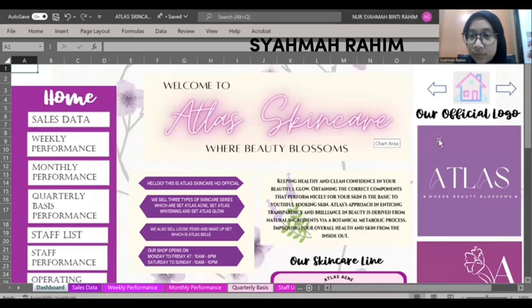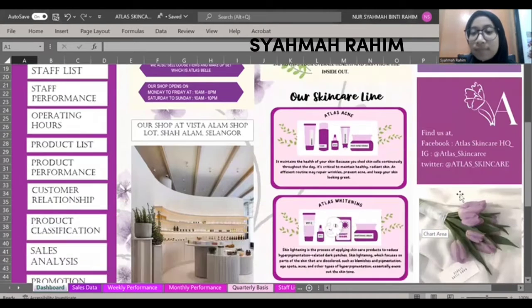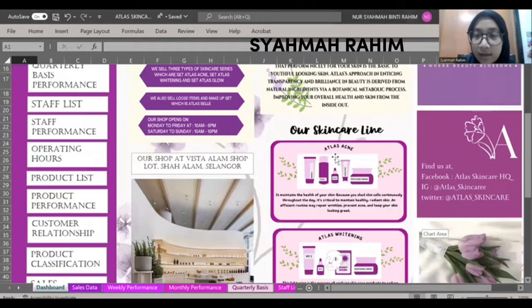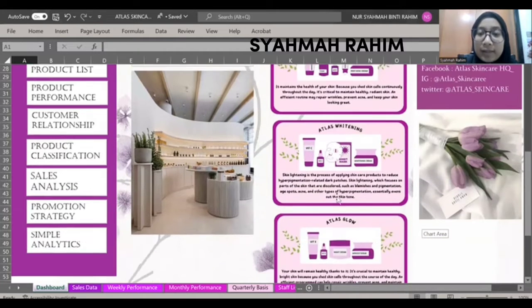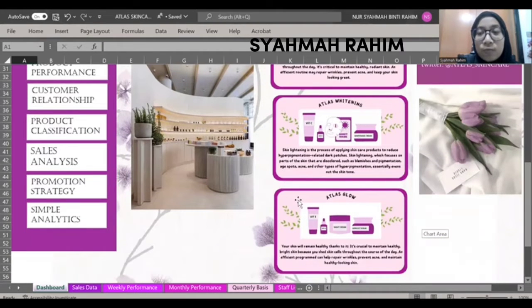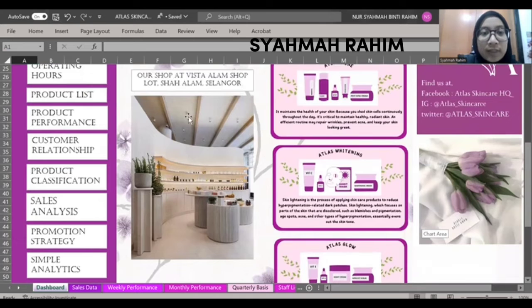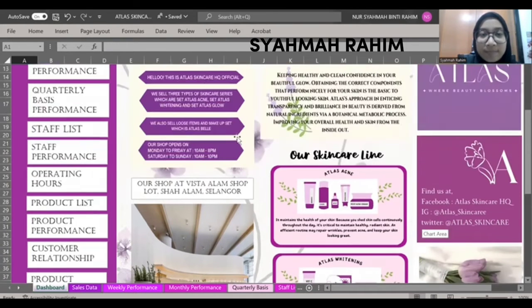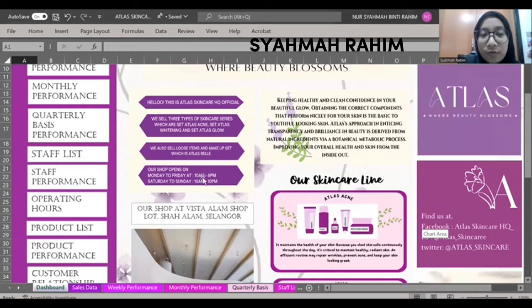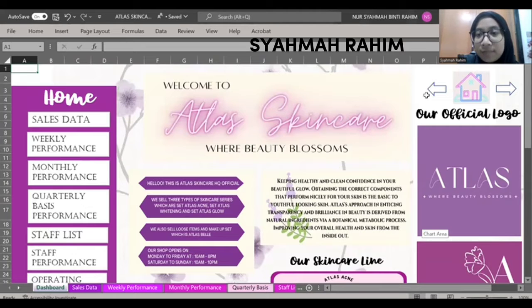On the right side of the dashboard, you'll see our official logo, which is Atlas, our social media, and this is our skincare line: Atlas Acne, Atlas Whitening, and Atlas Glow. We also have a loose item, which is Atlas Bell. So this is our shop at Vista Alam Shop Lot, Shah Alam, Selangor. Our shop opens Monday to Friday, 10 a.m. to 8 p.m., and Saturday to Sunday, 10 a.m. to 10 p.m.